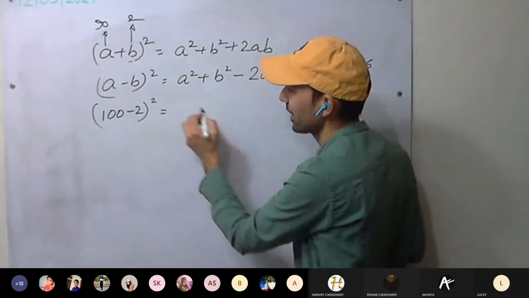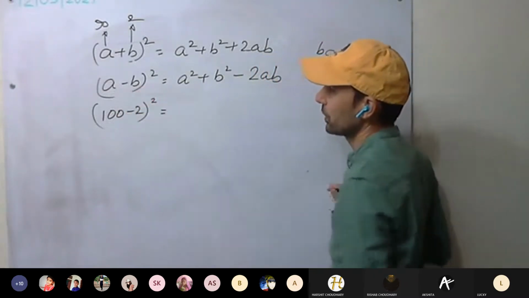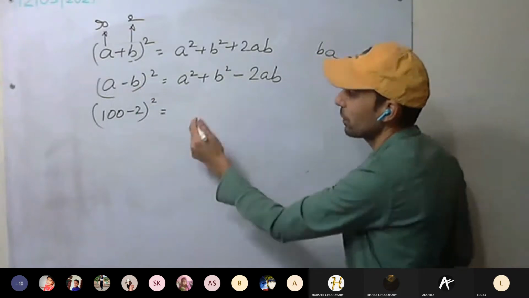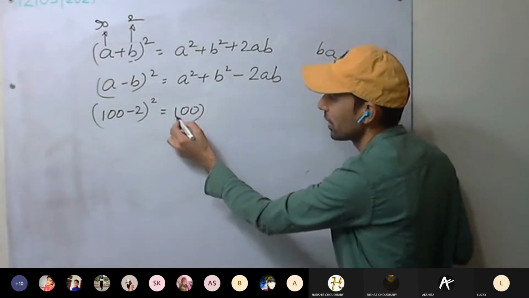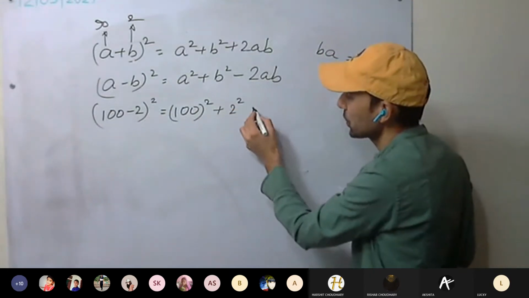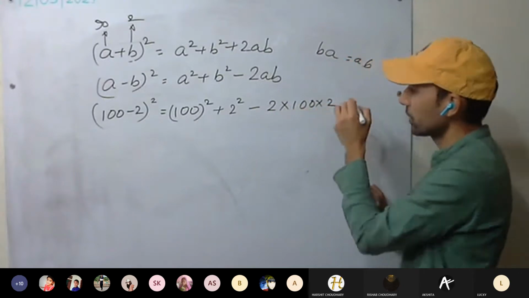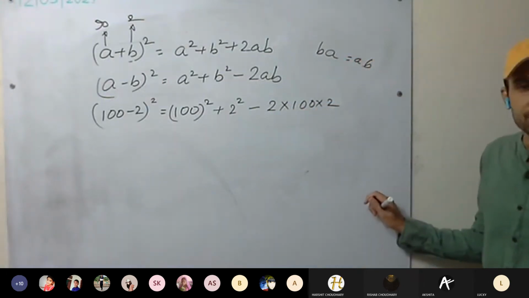Solve this one. 100 minus 2. Instead of a, put 100. Instead of b, put 2. So a square will be how much? 100 square plus 2 square minus 2ab. 2 into 100 into 2. Have you understood this one?